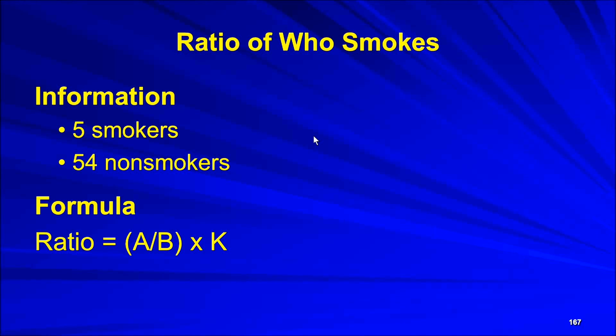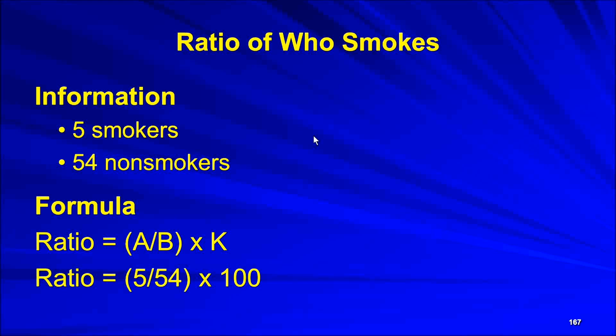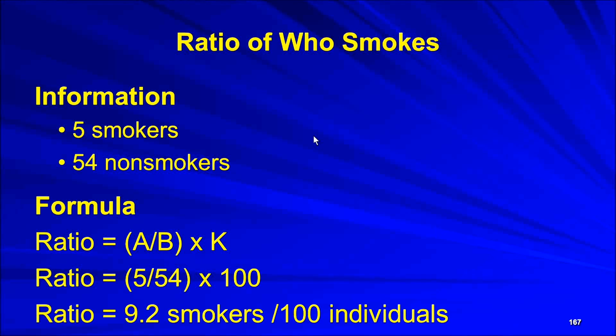Okay? So in this particular case, we leave the values separate, right? So we have 5 over 54 times 100. We're leaving it the same. So the ratio of smokers to non-smokers is 9.2 smokers per 100 individuals. And so this gives us pretty good clarity about smokers in relationship to non-smokers. So 9.2 smokers per 100 individuals.